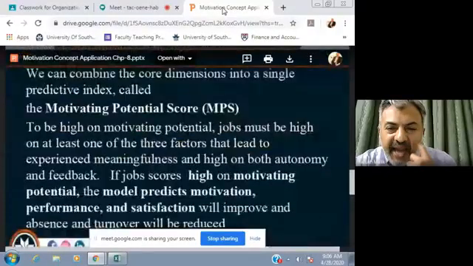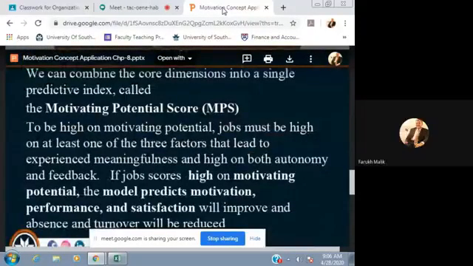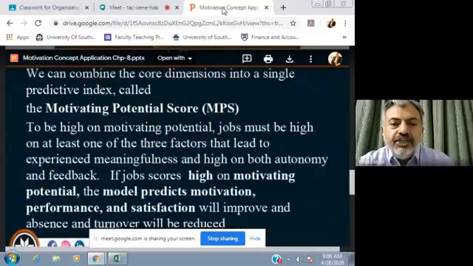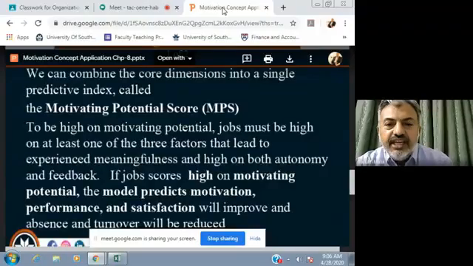Here, we can combine core dimensions into a single predictive index. The 5 core dimensions you studied were skill variety, task identity, task significance, and autonomy and feedback. So you have to combine all of these core dimensions into a single predictive index, and that is the motivating potential score.